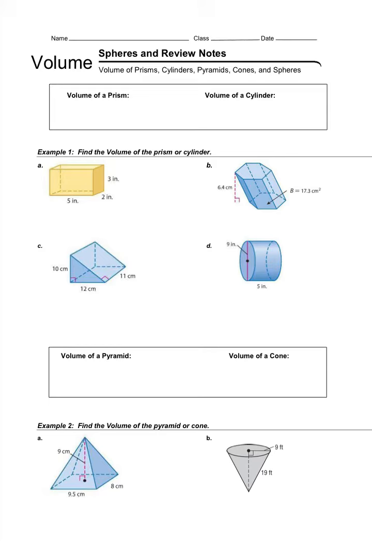All right, so you guys should have finished your projects, your yard design projects from yesterday. And we're just going to do the very beginning of this lesson. So we're just going to deal with the prisms and the cylinders today. And we're going to talk about volume.